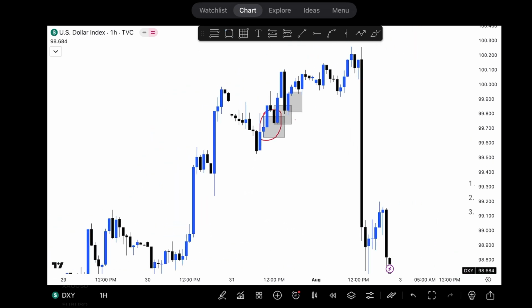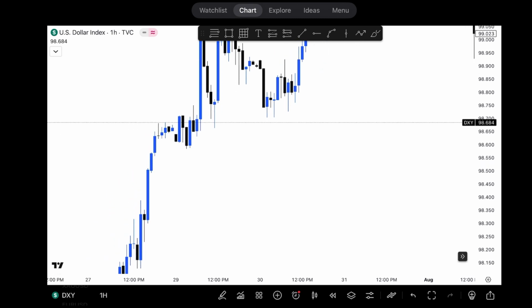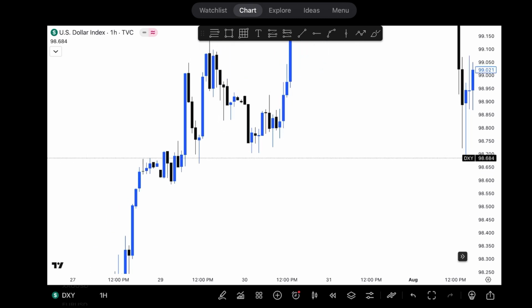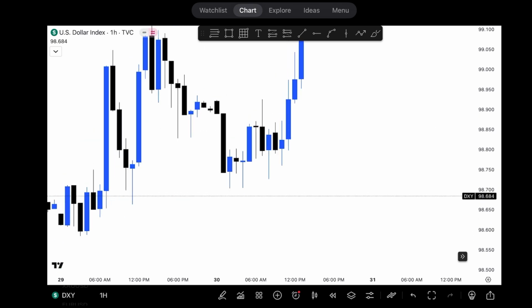So you have to always look for a zone that price has not traded into at all, right? Price has not traded into at all for you to identify your valid supply and demand zone. That is the first thing you should look out for.